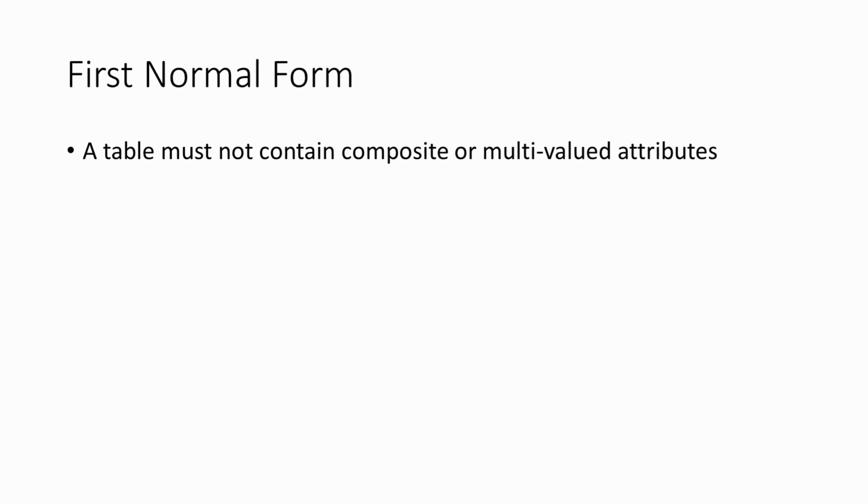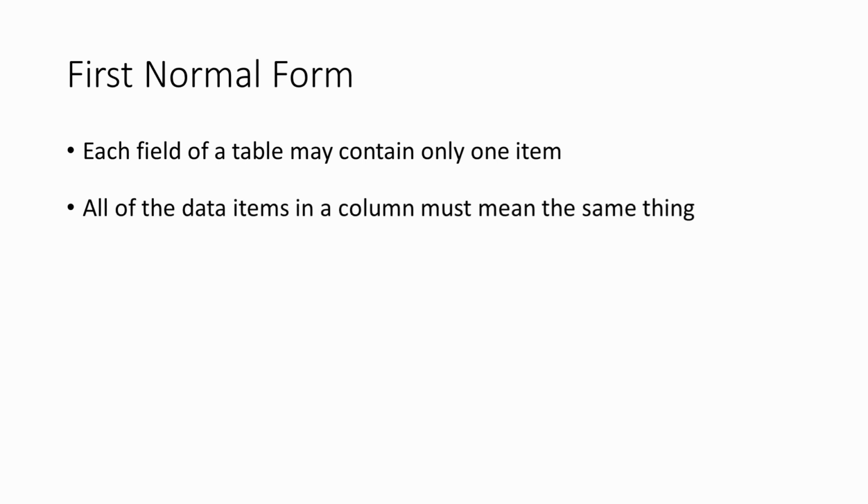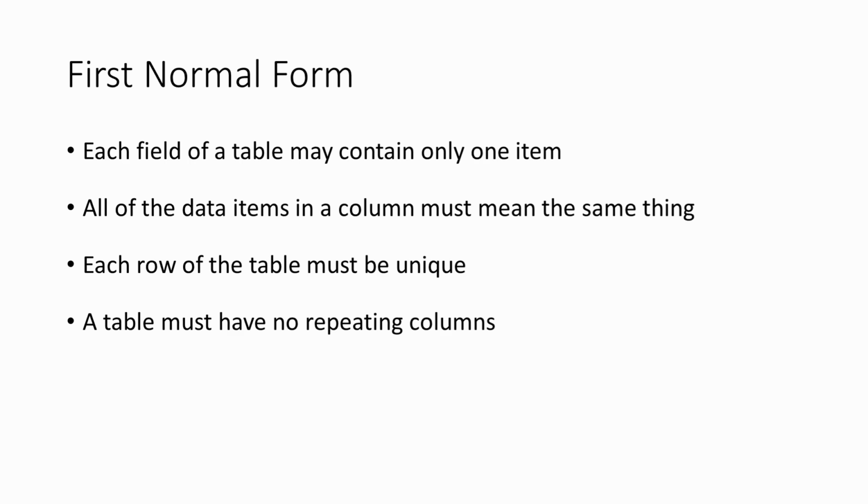To summarise, in order for a table to be in first normal form, in technical terms, a table must not contain composite or multi-valued attributes. A table must not contain any repeating groups of attributes. Or, put more simply, each field of a table may contain only one item. All of the data items in a column must mean the same thing. Each row of the table must be unique, and the table must have no repeating columns.